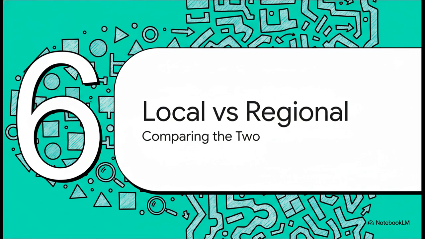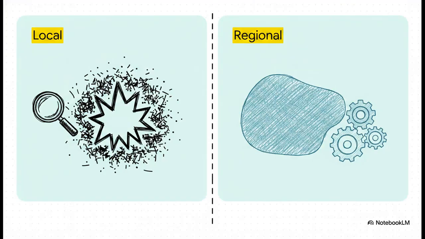Bringing it all together in Section 6, Local versus Regional Processing. So how do they actually compare? Well, a computer's choice between these two foundational approaches depends entirely on its end goal. Local processing is your go-to for incredibly detailed feature extraction. If you absolutely need to find sharp edges, fine lines, and tiny corners, local processing is super fast and effective. But it is highly sensitive to stray noise.